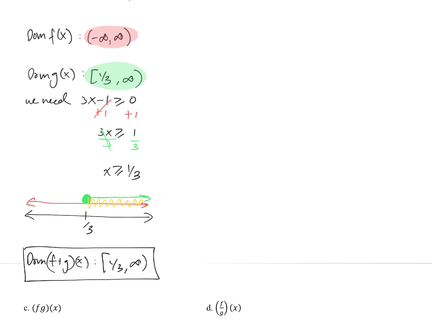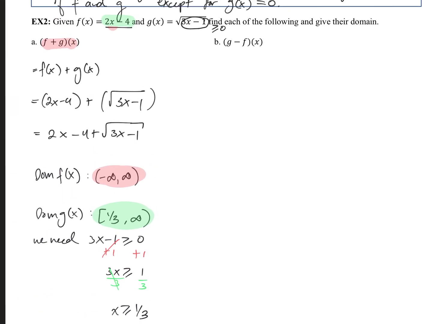So once again, you find their domains separately, graph them together, and find their intersection, and then that would give you the domain. So let's go ahead and take a look at the other one.